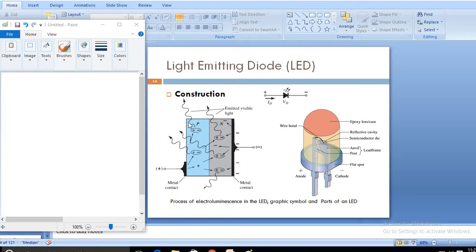and it consists of a p-type semiconductor and an n-type semiconductor. Holes are present in the p-type and electrons are present in the n-type. Whenever recombination takes place, holes move towards the n-type and electrons move towards the p-type. These two, p-type and n-type, are in contact with metal. See here, after recombination takes place, the emitted visible light will be displayed like this. This is the light emitting diode, and this is the construction part of the LED. This is very important from the examination point of view.